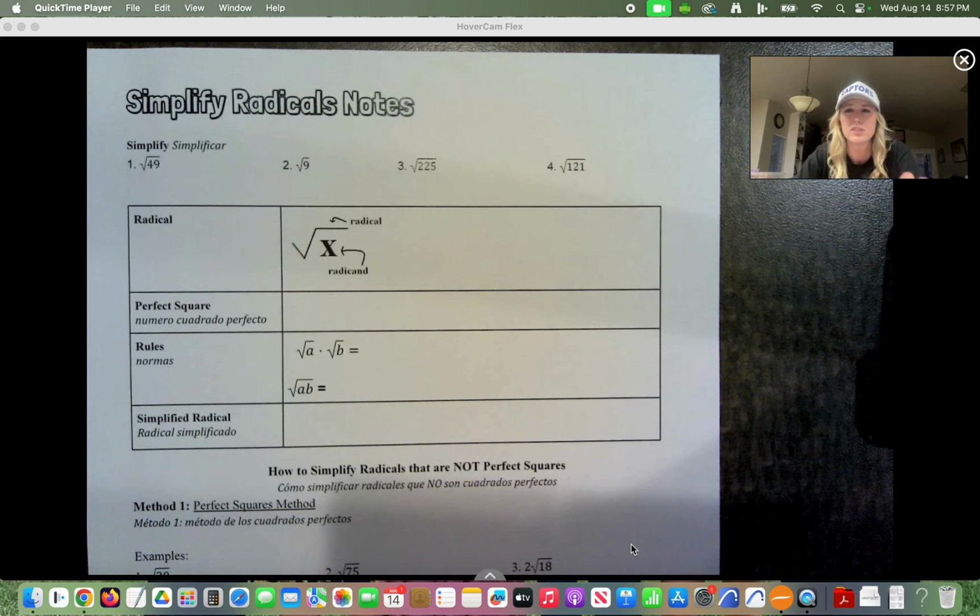Some of you may have seen this before, some of you this might be totally new, that's okay. We're going to use this all throughout the year, but this is actually an algebra skill, and you're going to use this in math classes beyond here as well. Okay, so first we're just going to review what a radical is, and we're going to just focus in this class on square roots. Okay, so that's what this symbol is.